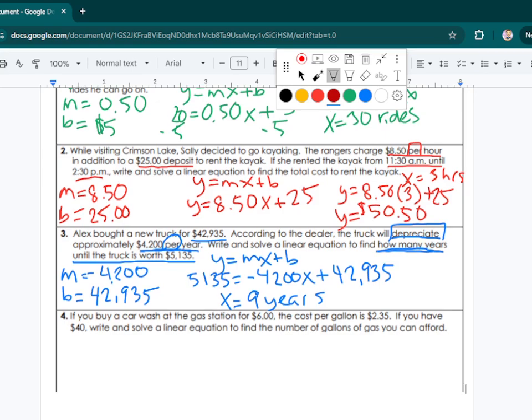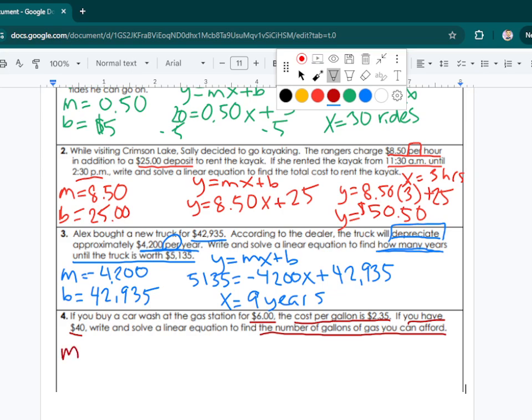And then last one here. If you buy a car wash at the gas station for $6, the cost per gallon is $2.35. I guess you'd get a discount. If you have $40, write and solve a linear equation to find the number of gallons of gas you can afford.